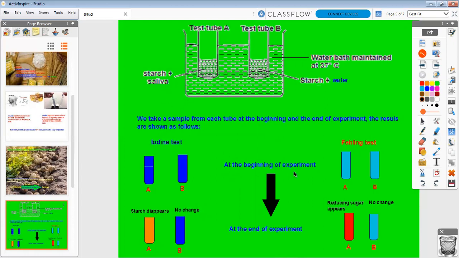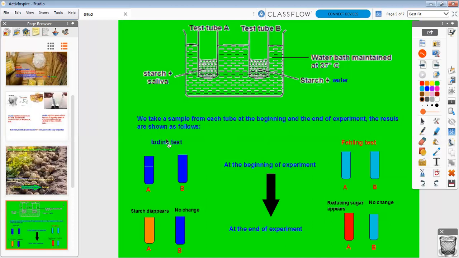At the beginning and at the end of the experiment, we take a sample from each tube. Not all the content of tube A or tube B undergoes the Fehling test or iodine test, but we take a small sample of tube A and of tube B at the beginning of the experiment and at the end of the experiment. The results are represented here.